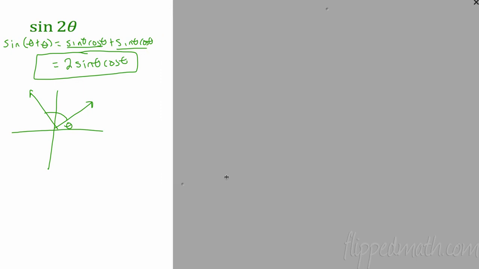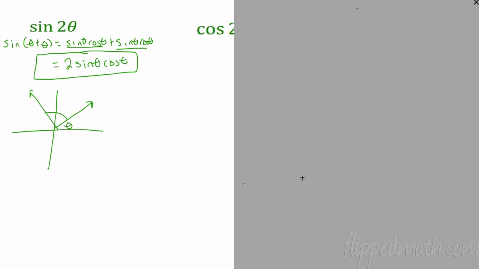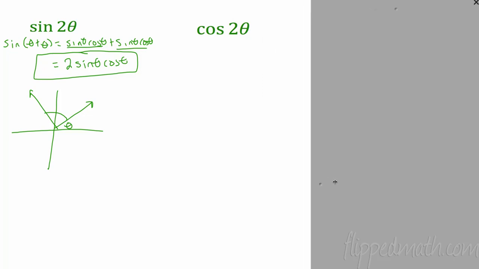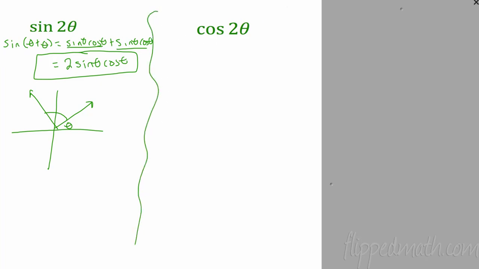Wouldn't it be great if we had something for, oh, I don't know, cosine of 2 theta? And yes, I agree, it would be amazing. So let's try one for cosine of 2 theta. Cosine of 2 theta is the same thing as saying cosine of theta plus theta. So what's my sum formula? That is the cosine of the first angle times the cosine of the second angle, which in this case is the same thing, minus sine of the first angle times sine of the second angle, again the same thing. Well, we have two of that. That is going to be cosine squared theta minus sine squared theta.